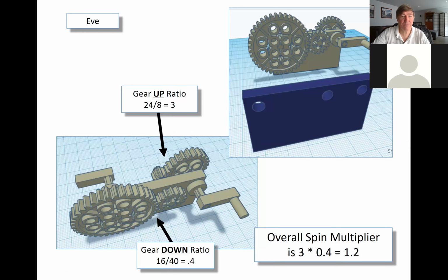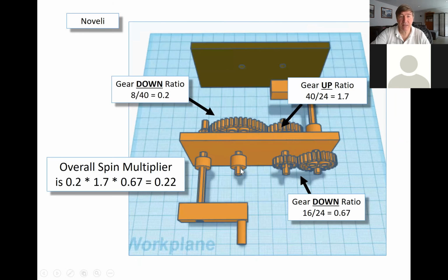Okay, Novelli here went the extra mile, so good for you, Novelli. She put in 4 shafts rather than 3, used a couple extra gears here. So her overall spin multiplier is down to 0.22. That means if she spins the handle 1 time, the output flag is only going to spin 22% of a full revolution. So good job there, Novelli.